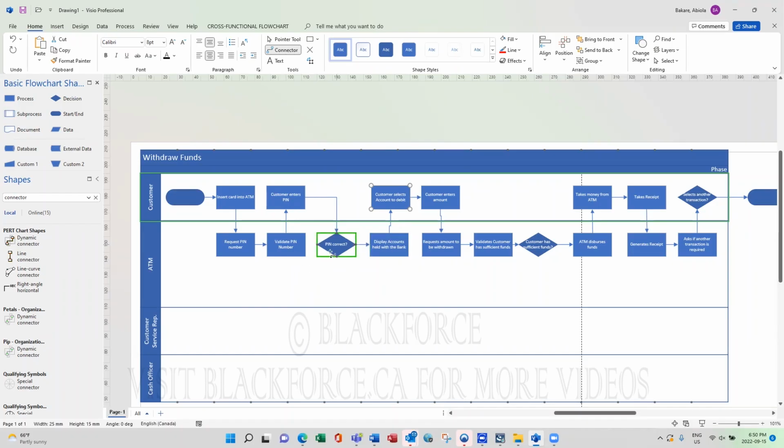Okay, so now let's go back to the first diamond we have. We know what would happen in the happy path. The pin is correct. Because this is a question, pin correct, right? If it is a yes, then it displays the account. So in here, we're going to type yes. How did I do that? I basically double-clicked on the arrow. You can double-click on any arrow. Once you double-click on it, it will give you a text box to type into.